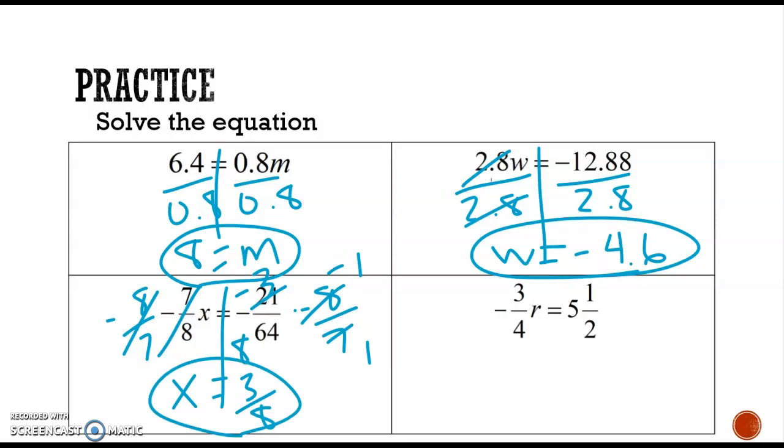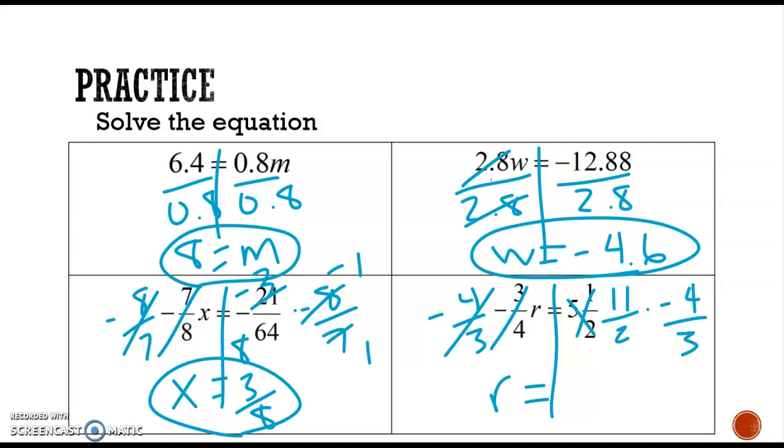Alright, this last one, we first of all have to change the 5.5 into a mixed, or into an improper fraction. So that's going to give us 11 over 2. Okay, so we can get rid of the 5.5 for now. And now we're going to flip our negative 3/4 into negative 4 over 3, so we can multiply that. Okay, so r equals, now the 2 and the negative 4, we can simplify that into a 1 and a negative 2. And the 3 and the 11 we cannot simplify, so we're just going to multiply across now.